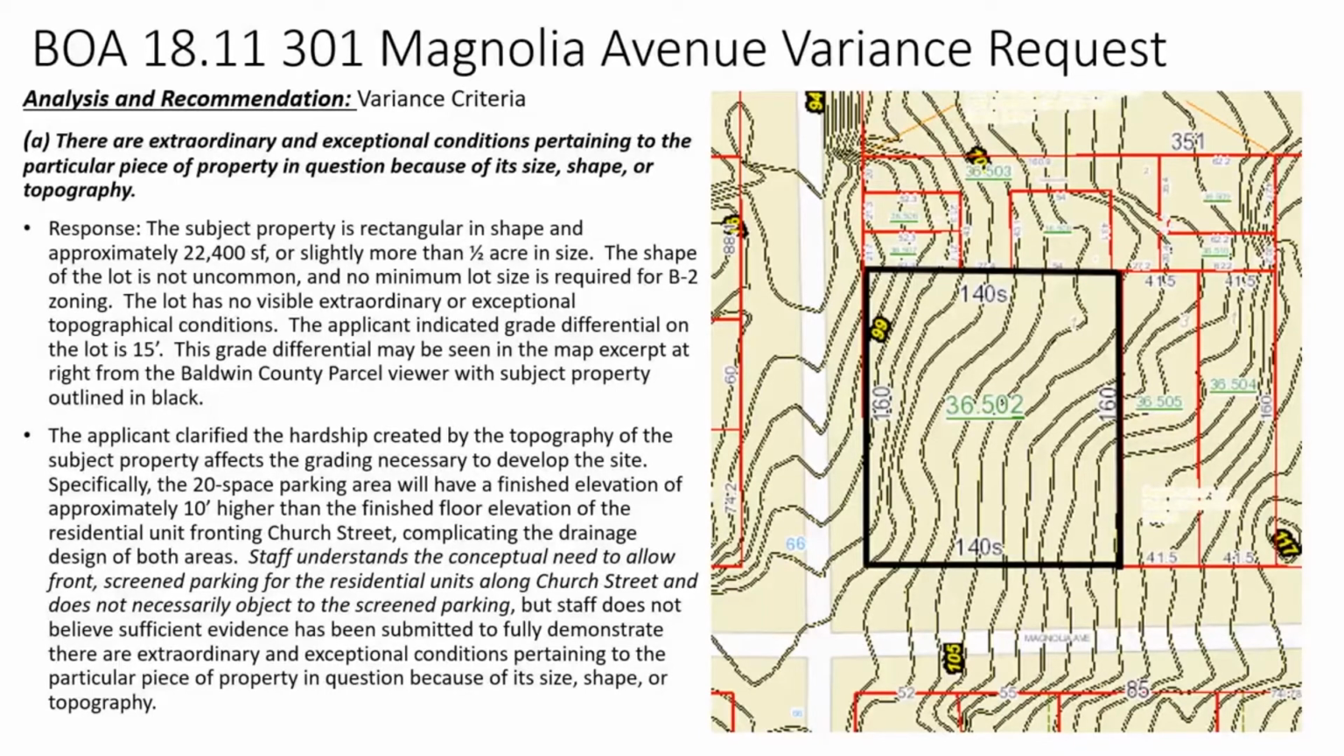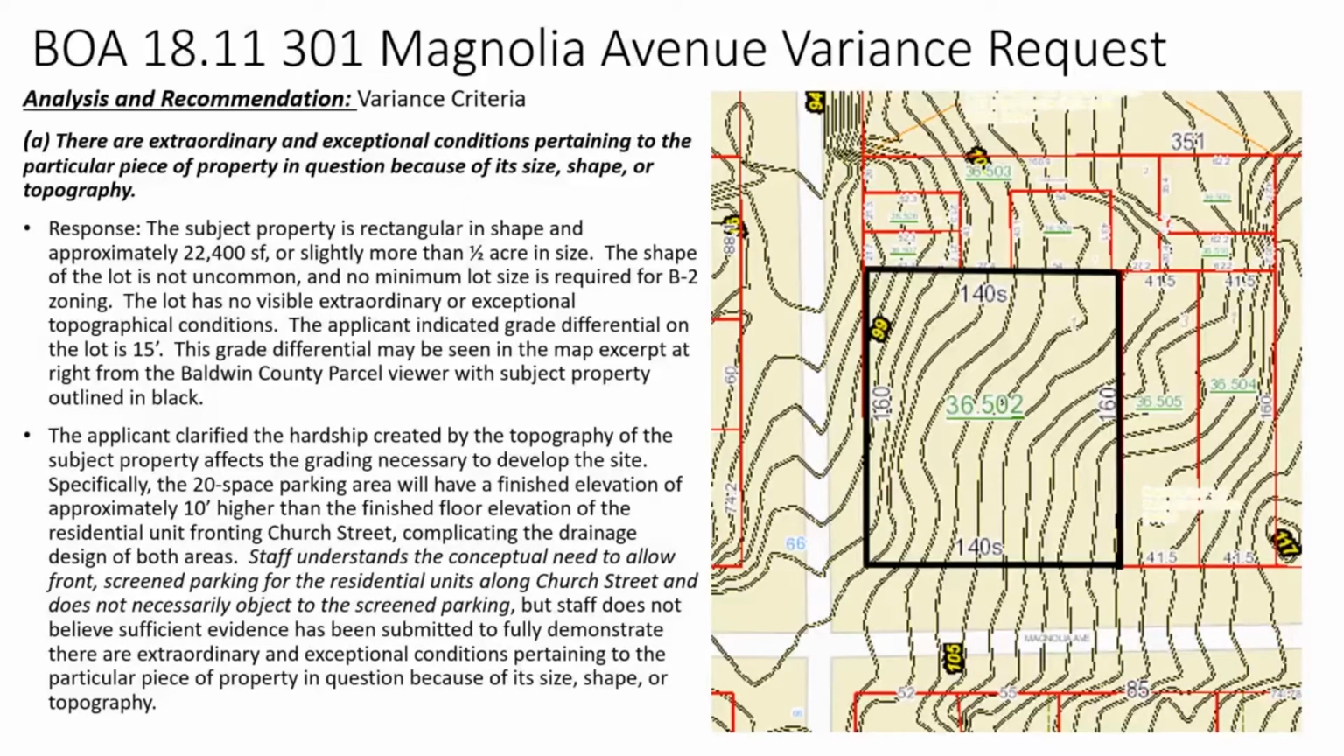And so if we look at the variance criteria, the first one, of course, is extraordinary and exceptional conditions pertaining to the particular piece of property because of its size, shape, or topography. And so we note here the background information that the extraordinary, exceptional topographical conditions are not necessarily visible.